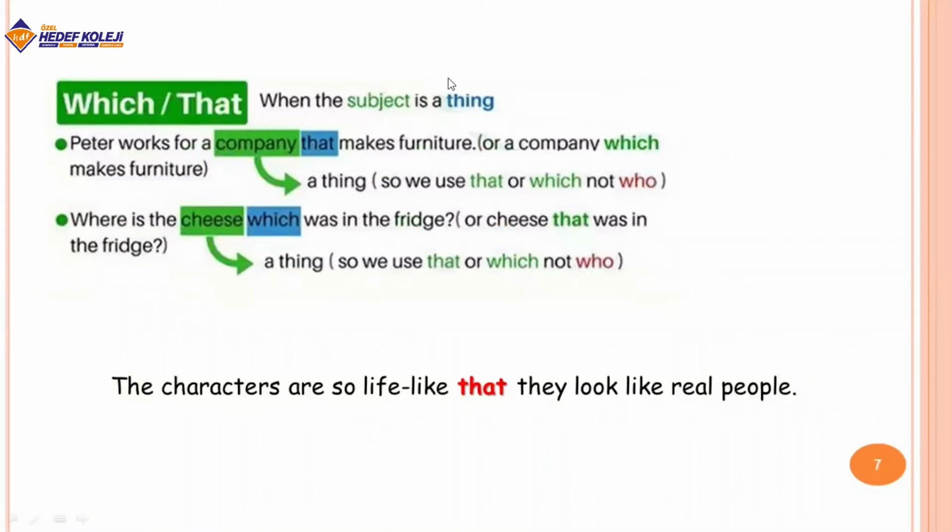Okay, which, when the subject is a thing. Peter works for a company. Company is a thing, so I can use which. Or also that can be used instead of which. Okay, it doesn't matter.